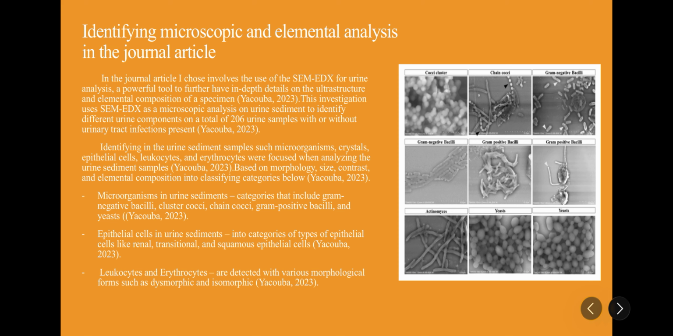Urine sediment components such as microorganisms, crystals, epithelial cells, leukocytes, and erythrocytes were the focus when analyzing the urine sediment samples, based on morphology, size, contrast, and elemental composition, into the categories below. Microorganisms in urine sediments include gram-negative bacilli, cluster cocci, chain cocci, gram-positive bacilli, and yeast. Epithelial cells in urine sediments are categorized into types such as renal, transitional, and squamous epithelial cells. Leukocytes and erythrocytes are detected with various morphological forms such as dysmorphic and isomorphic.